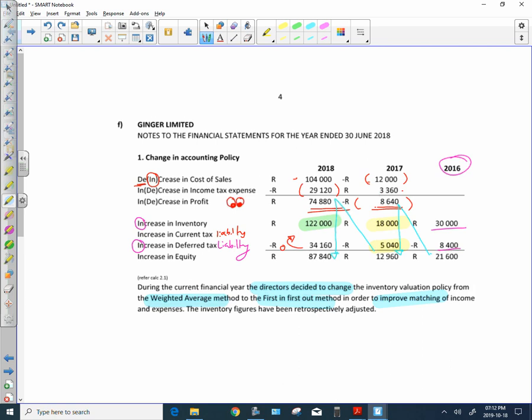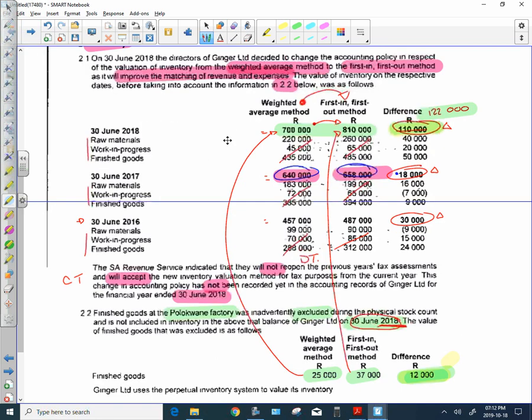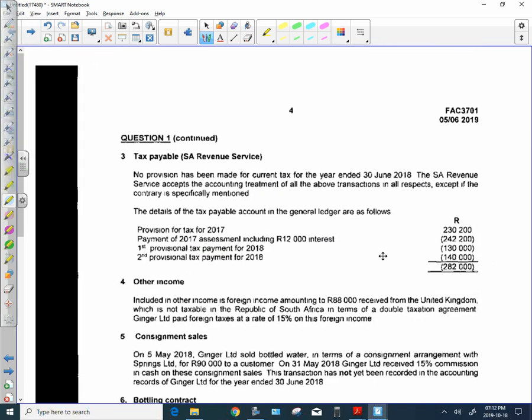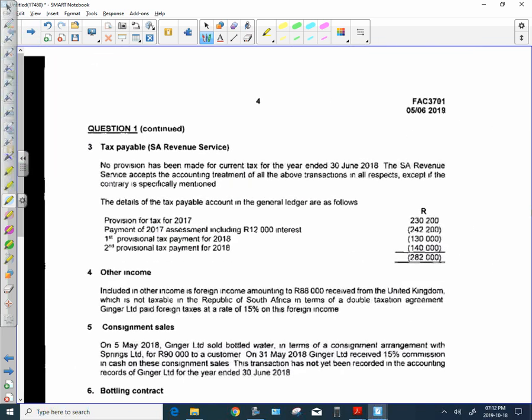Okay, everybody happy with this disclosure of inventory? Right, should go faster now. That has all been disclosed. We've finished inventory. Then we see there's a tax payable.